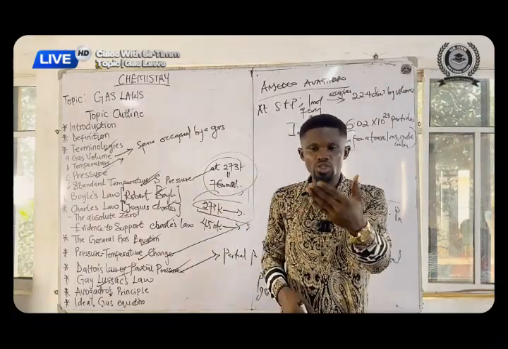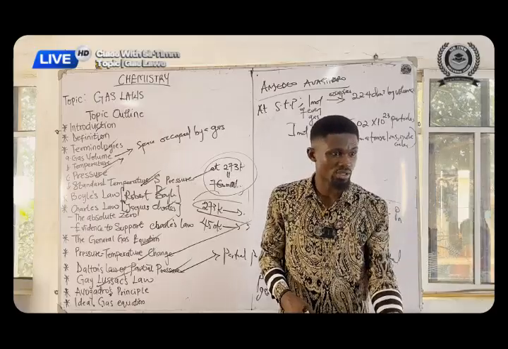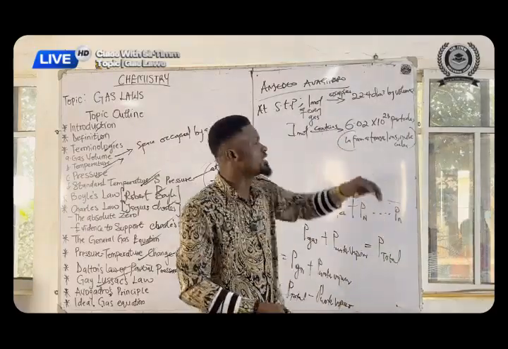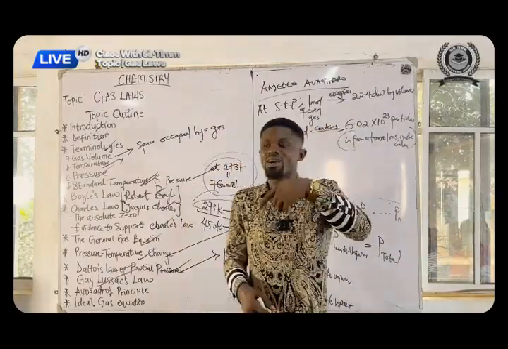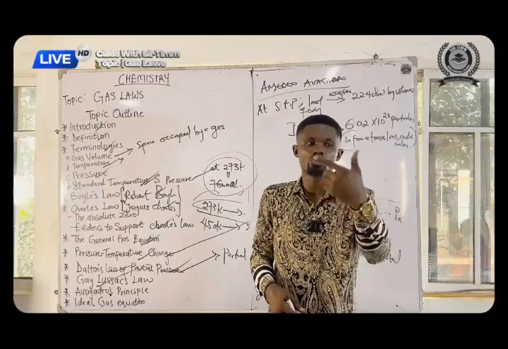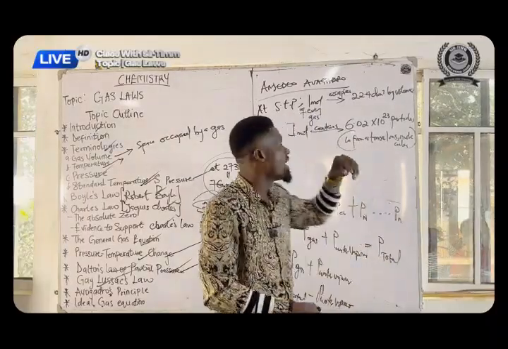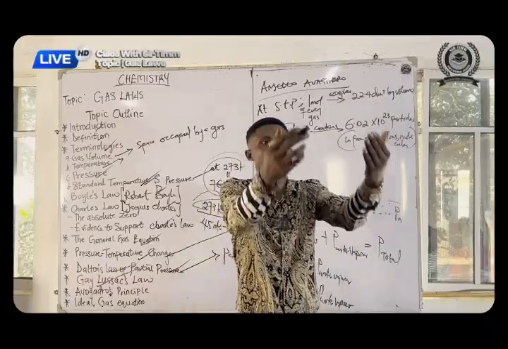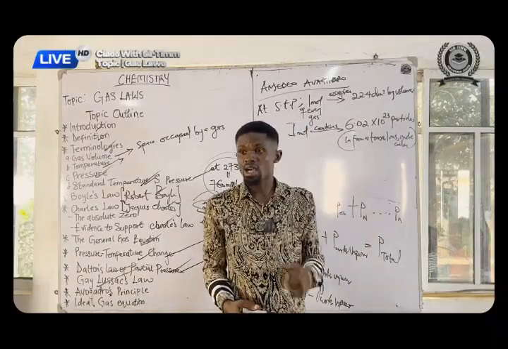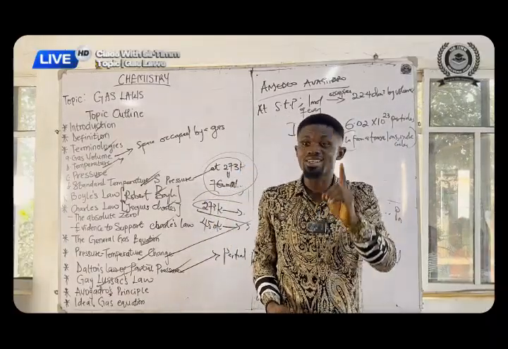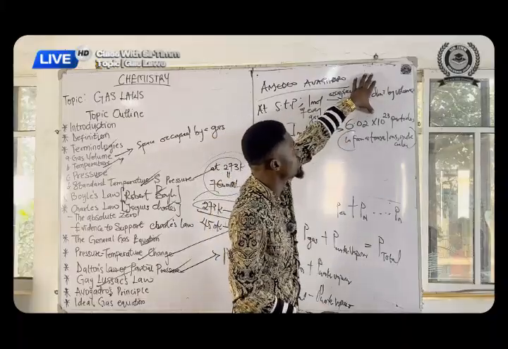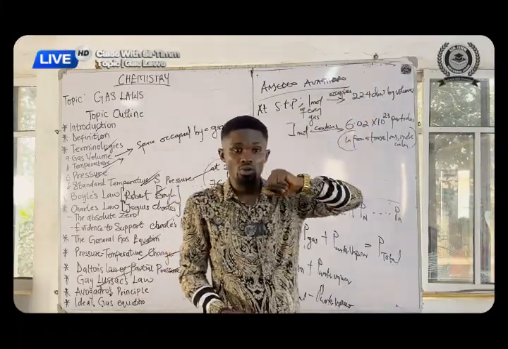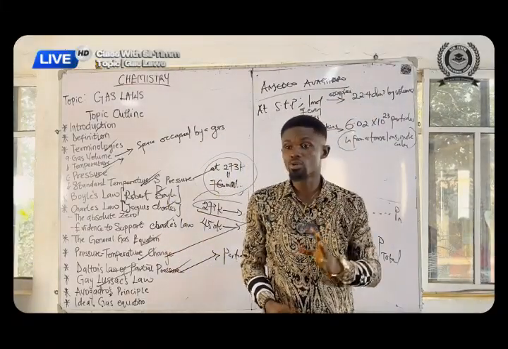Chlorine gas. Chlorine is denser than oxygen, right? But as far as this law is concerned, what do we call it? Avogadro's constant, or Avogadro's law or number, right? As far as this law is concerned, whether it's denser or less dense, 1 mole of that gas will occupy the same amount of volume and contain the same amount of particles. Are you with me?